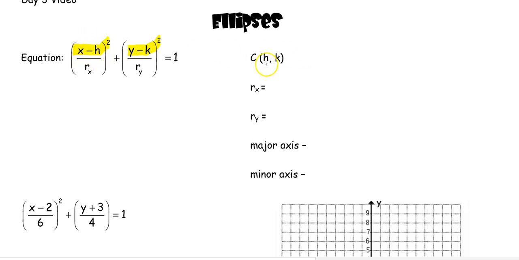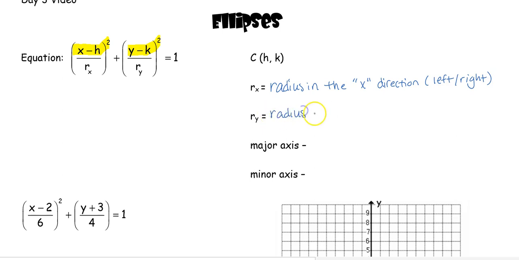X minus h. H is the center for the x. K is for the y. The r of x is the radius in the x direction. And we know that the x is going to move left and right. So if it's positive, it's going right. If it's negative, it's going left.